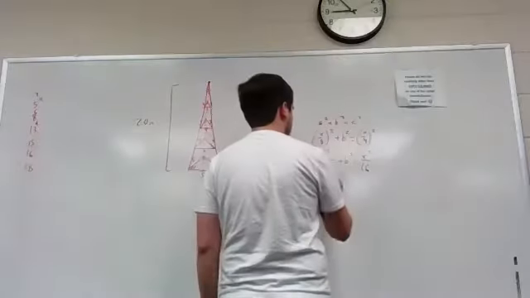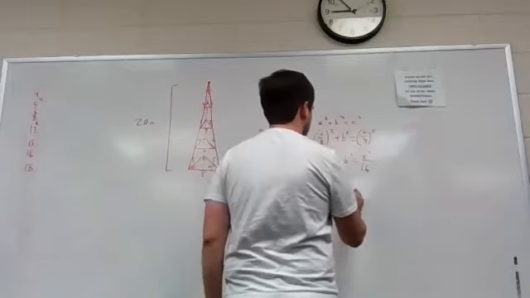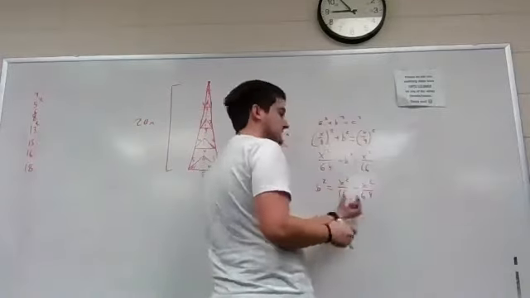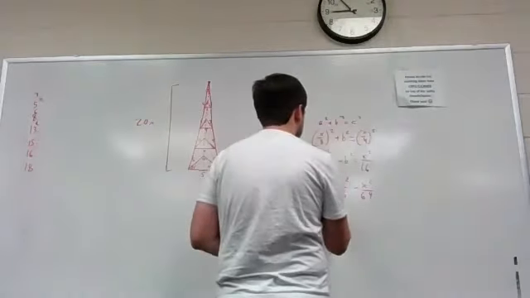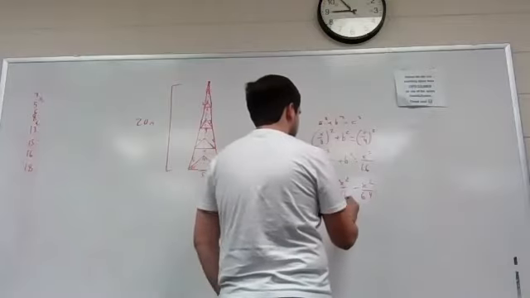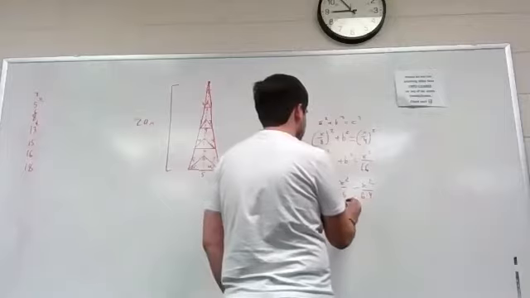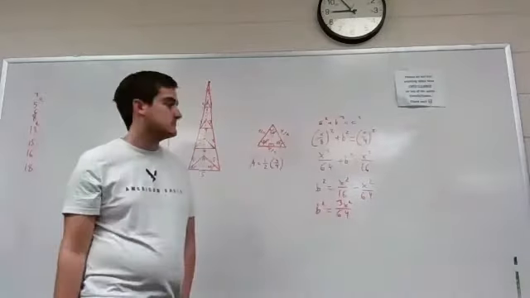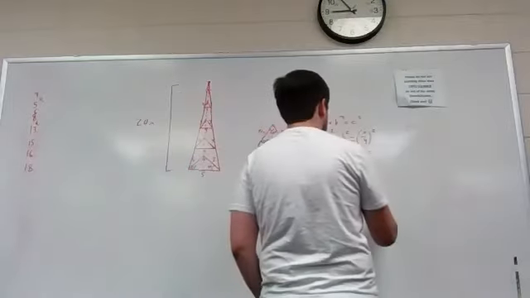So b squared is going to be x squared over 16 minus x squared over 64. Can I get a common denominator for that? So what's that going to turn into? 4x squared over 64 minus x squared over 64 is 3x squared over 64. Okay, so what's b going to be in that case?